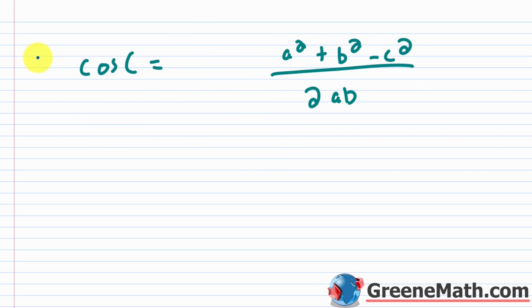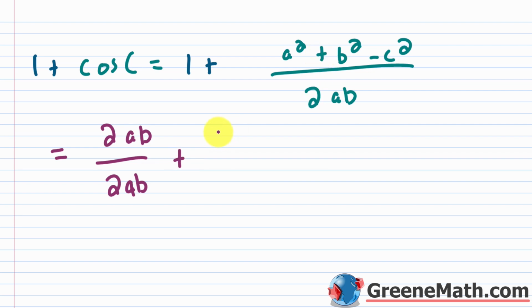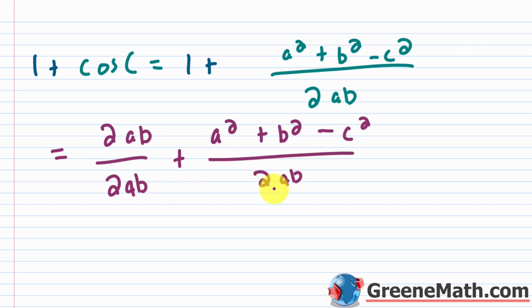And all I'm going to do is add 1 to each side of this equation, and I'm just going to manipulate the right side here. So let's say that this is equal to, for 1, I'm going to write that as 2ab over 2ab, just so that we have a common denominator. And let's say this is plus this guy over here, so a squared plus b squared, and then minus your c squared over 2ab.